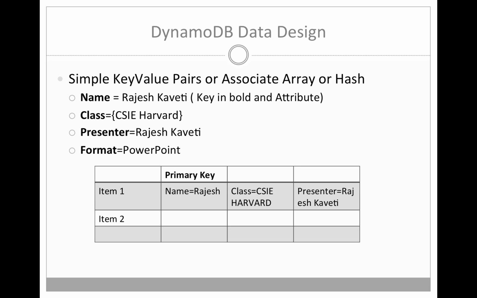But you can see that the item that I'm showing you right now is a profile of a presenter, right? Where I have my name, I have my class, and I have given presenter as Rajesh Kaveti. Now, since every item needs a primary key, and here the primary key name is the name of the user with value as Rajesh Kaveti, or Rajesh for that matter. Similarly, class is another item attribute, and the value is CSIE Harvard.